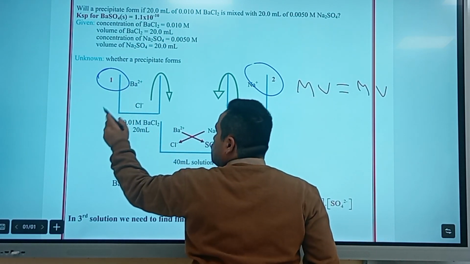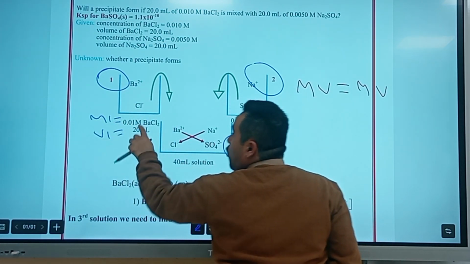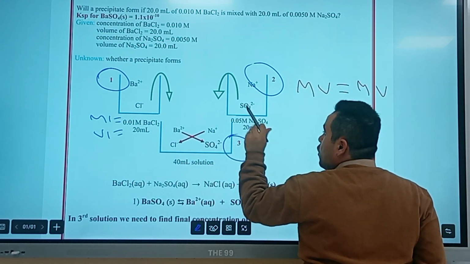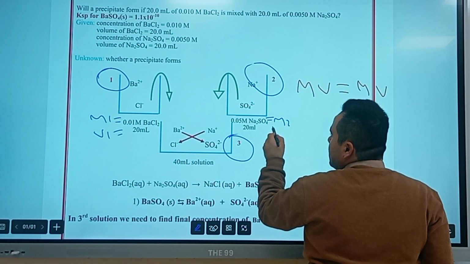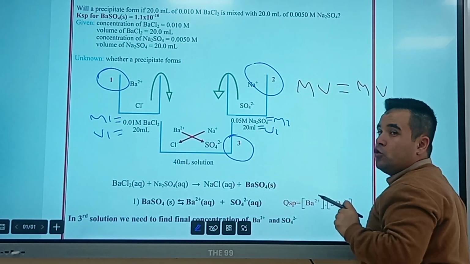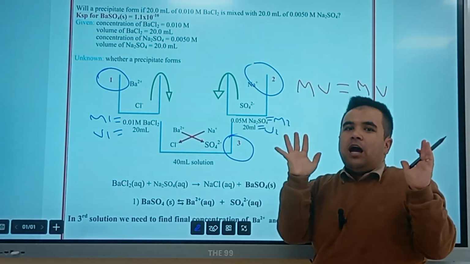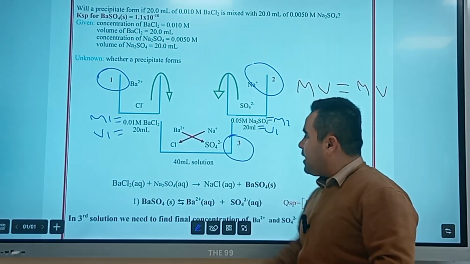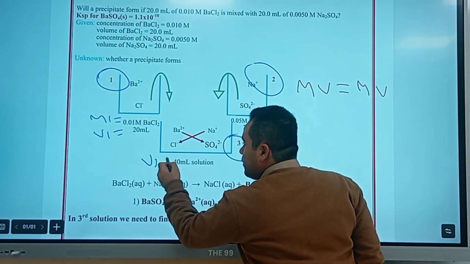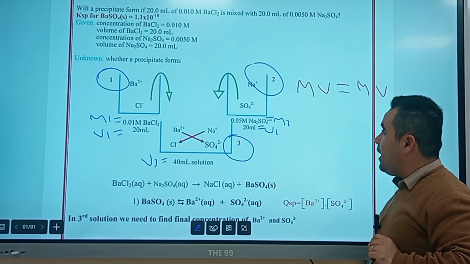What's known about solution 1? M1 is known, the concentration. V1 is known as well, the volume. What's known about the second? M2 is known, the molarity. V2 is known. So usually this will be the procedure. The first and the second have known concentration and volume. The third, when we mix them, we'll get the volume known, but the concentration unknown.